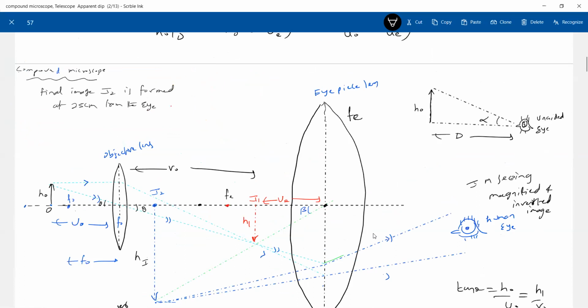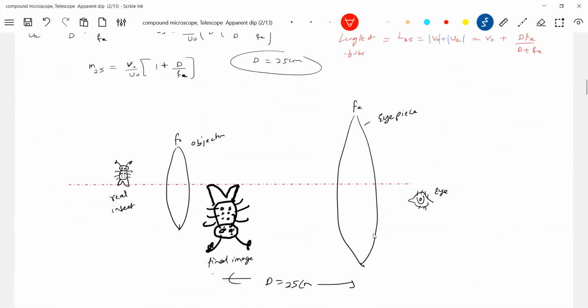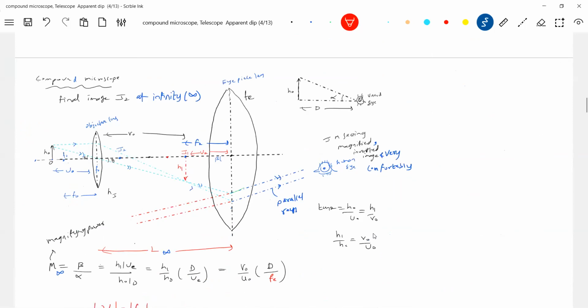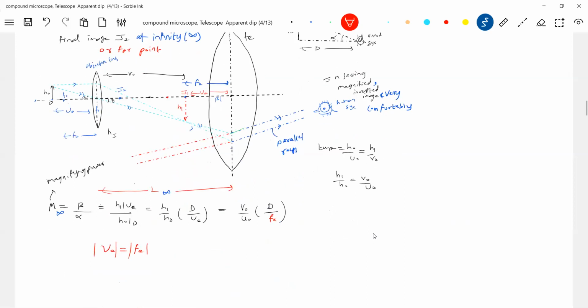For the eye, what is the nearest point at which we can see the object clearly? 25 centimeters. This is called the near point. So what is this condition now? Final image I2 at infinity, or far point. What is the farthest point? Infinity. Then what is the magnifying power in this case? V naught by U naught, D by Fe.